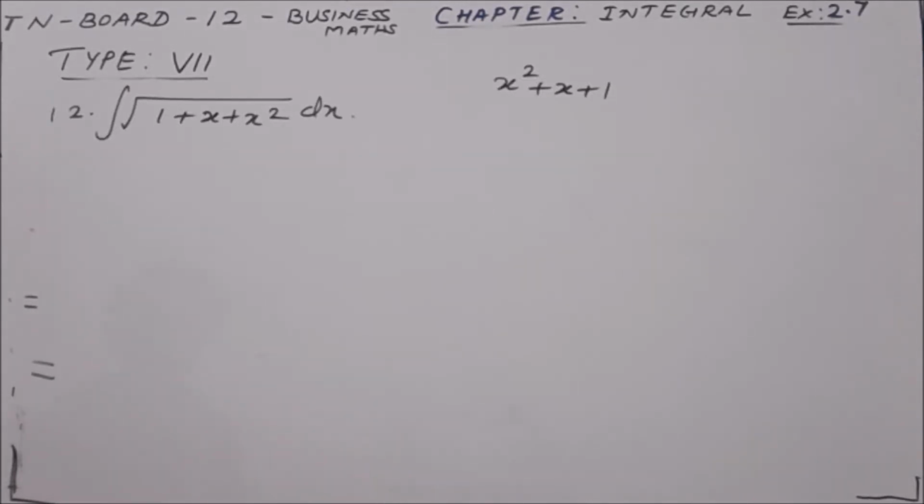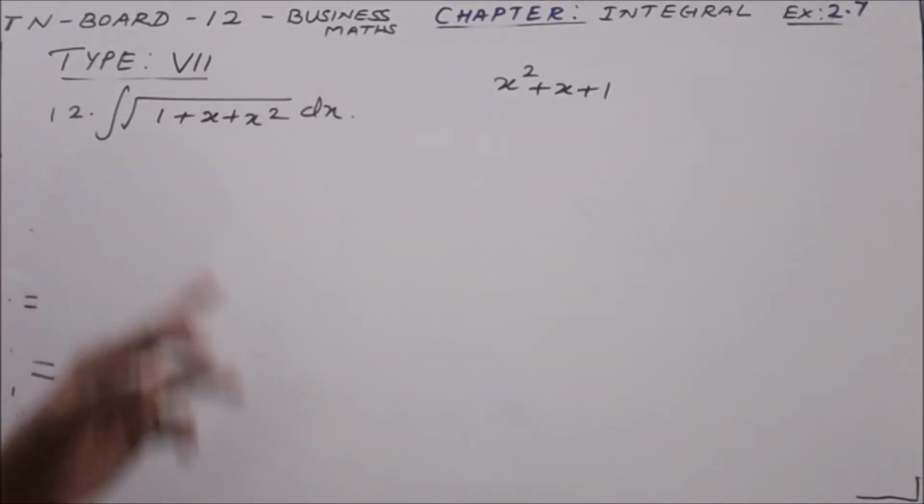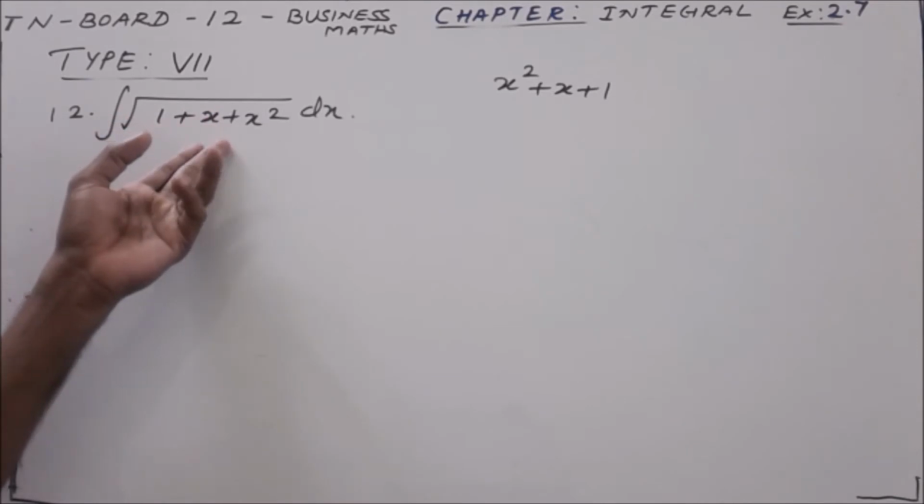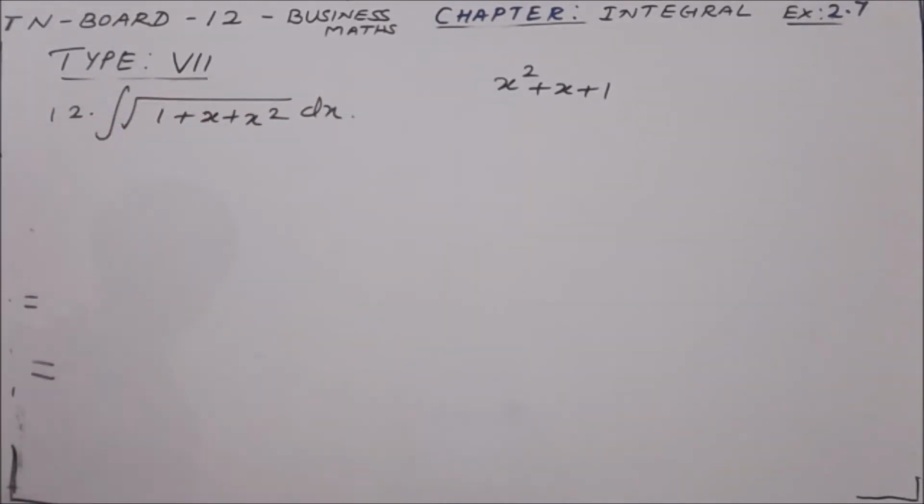Our 12th question, we have moved to the third type of integral. In type 7, we have three types. One is integral dx by root of x square plus a square format, and another one is integral dx by root of a square minus x square format, and the third case is integral of root of the quadratic function into dx. That is the third type.